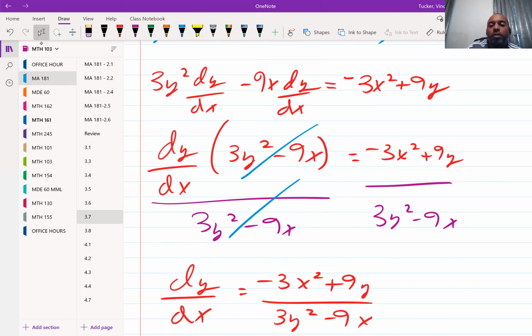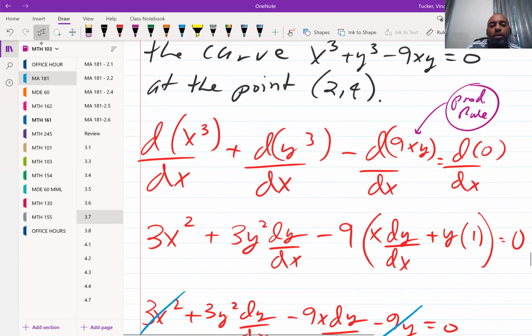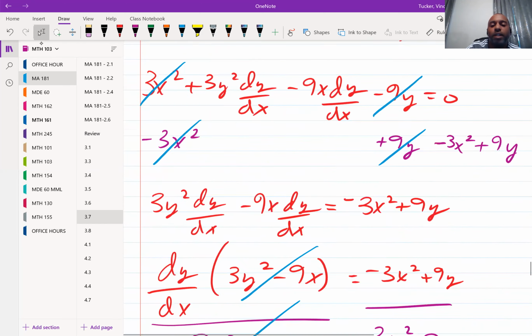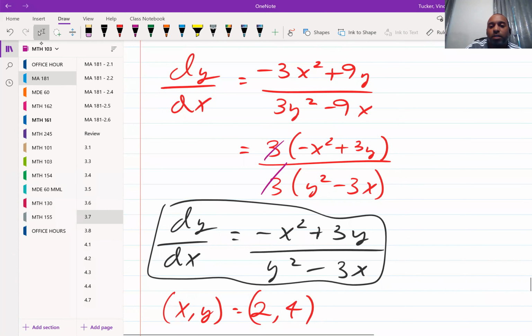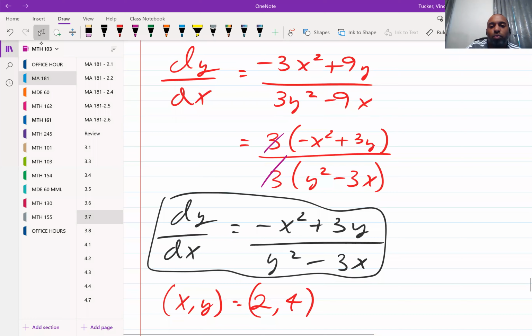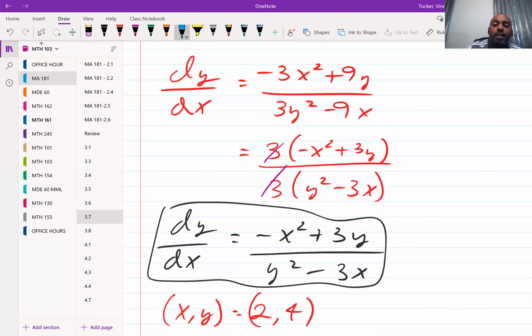And I think we're looking for the tangent line. I forgot what we're looking for. Yep, tangent to the curve. Didn't know if we were just looking for the slope or not. So I just decided to simplify this further by factoring out 3 from each term and canceling them out. So it gave us negative x squared plus 3y over y squared minus 3x.